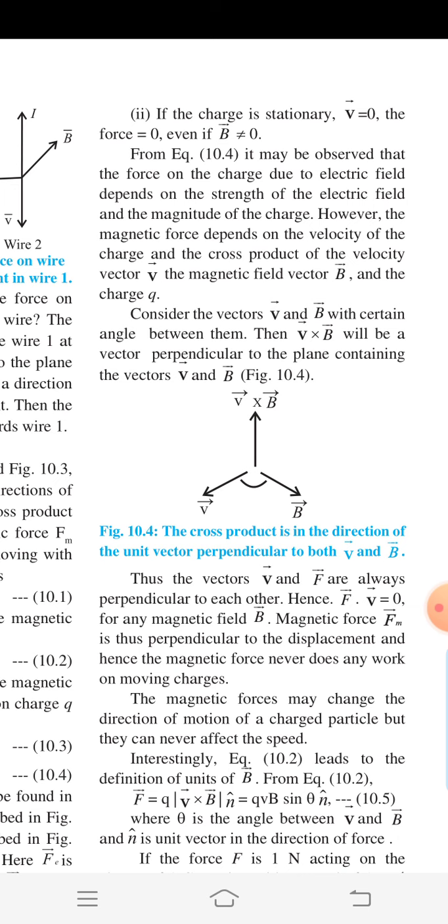The magnetic force may change the direction of motion of charge particle but they can never affect the speed.